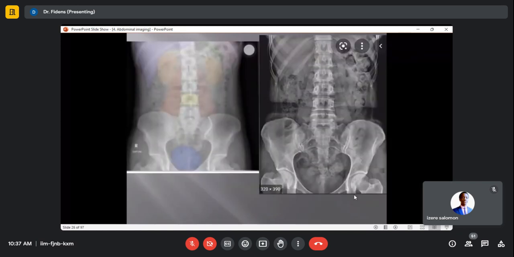They have drawn on this plain abdominal X-ray. You can see the shadow of the liver, the shadow of the spleen, the shadows of the kidneys. See where they are. Remember the shadows of the psoas major muscles, you should check for them, and even the shadow of the urinary bladder when it is full.